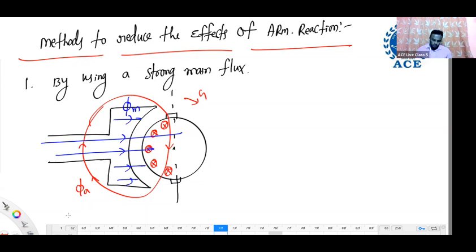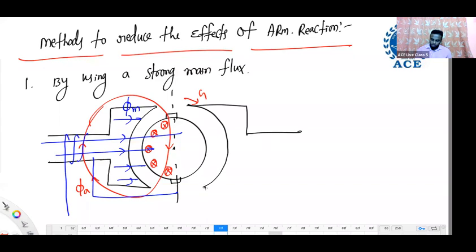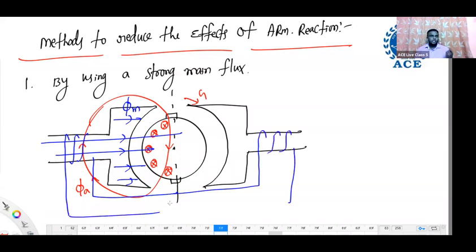How to create strong main flux? Here we have field winding like this. One more pole. Like this we have field winding on this. Now this field winding you can excite separately, or you can have self excitation. Now let us consider separate excitation. How can you increase the strength of main flux? By increasing field current in this. How can you increase field current? By increasing excitation of field winding.